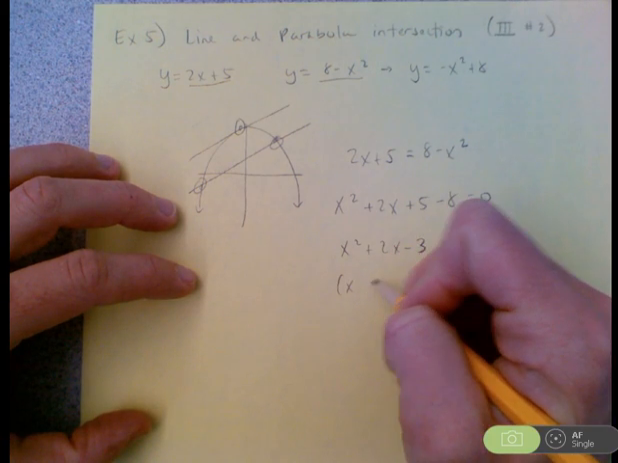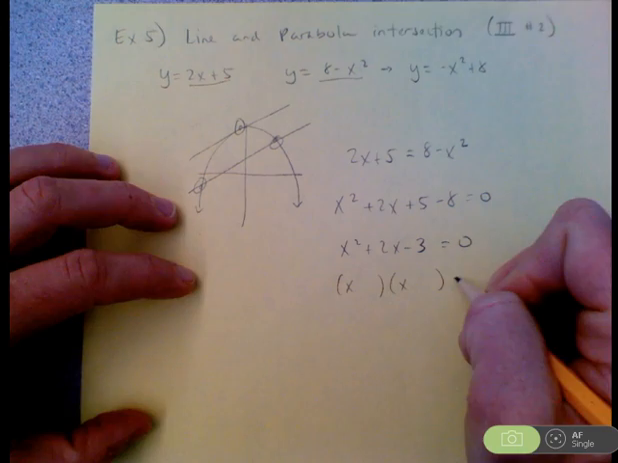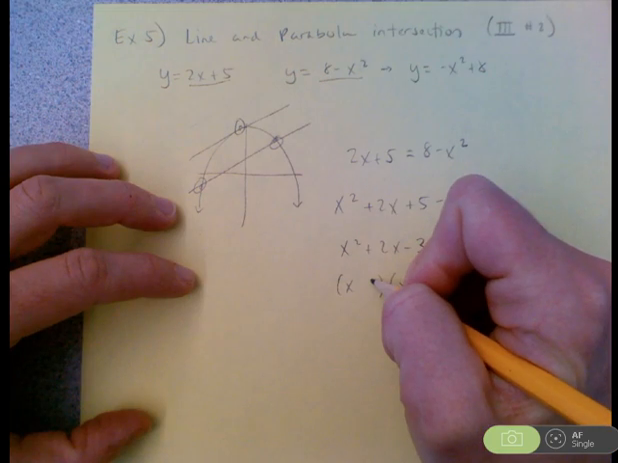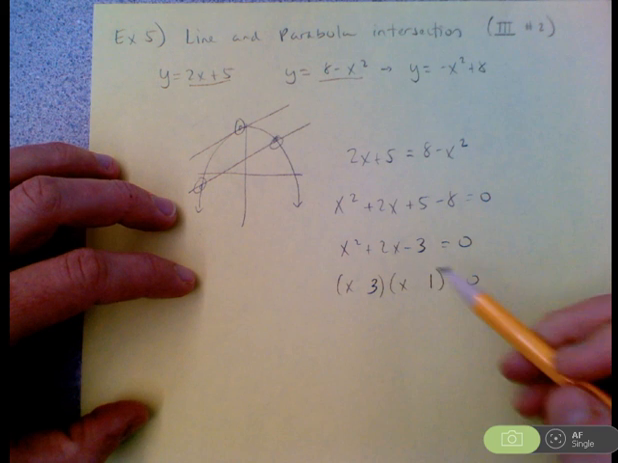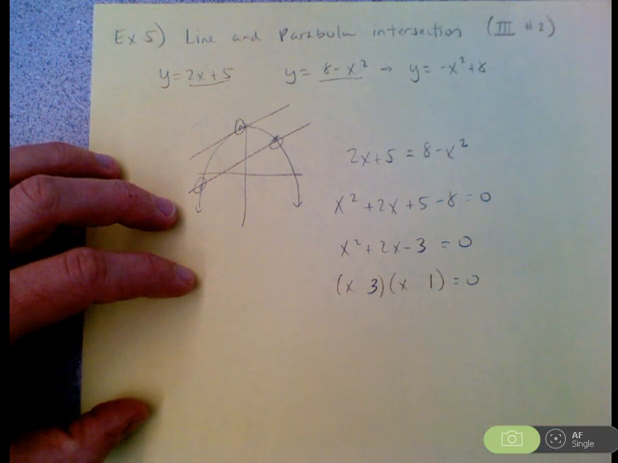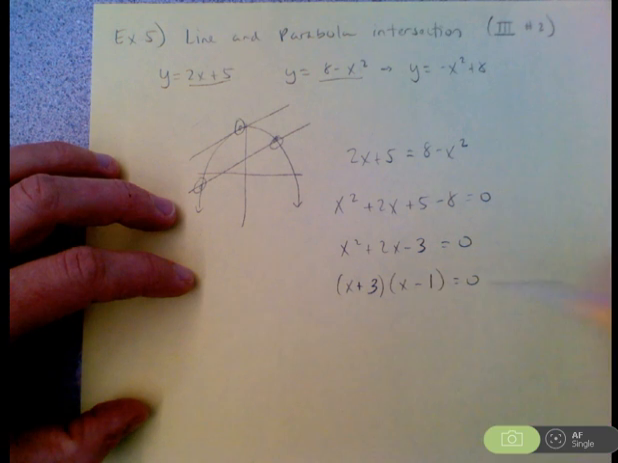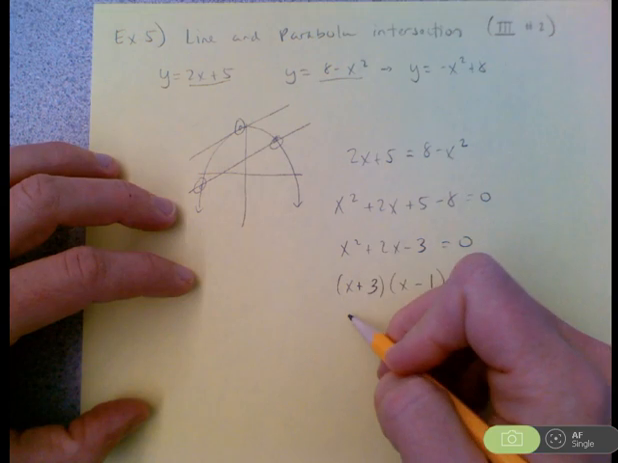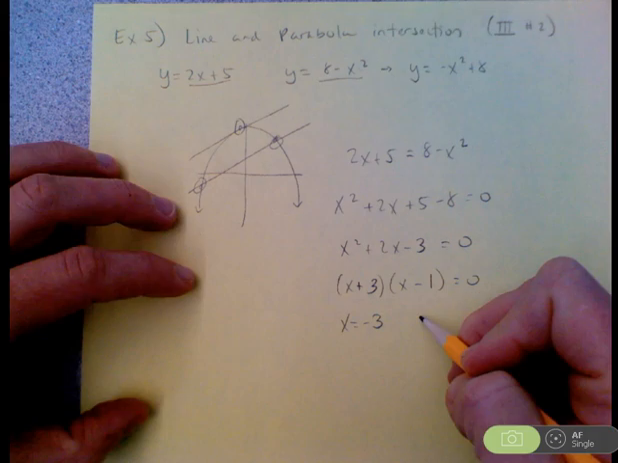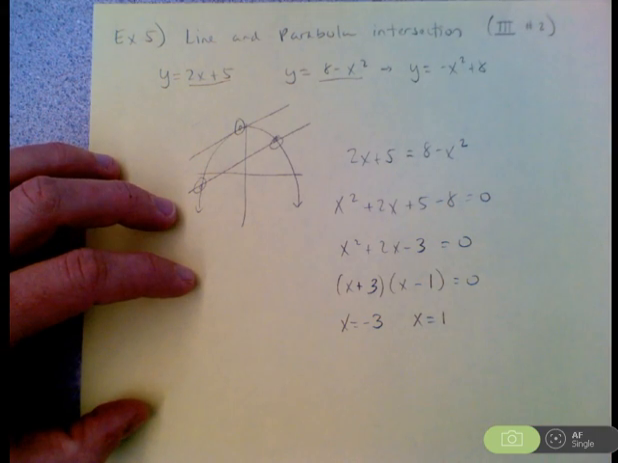This will give us x. We need a 3 and a 1. We need a positive and a negative, so they multiply to a negative. We need the larger number to be positive, so it's got to be plus 3 minus 1. This guy gives us x equals negative 3. This guy gives us x equals 1.